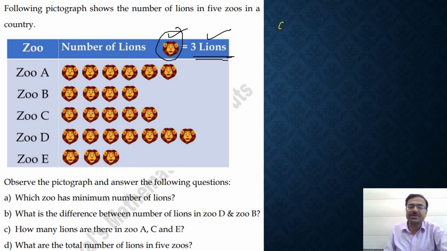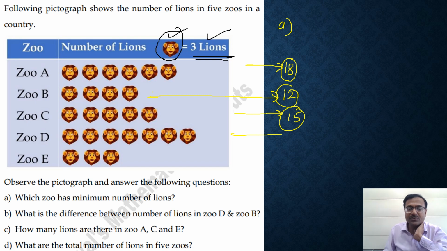Now let's see the first question. Which zoo has minimum number of lions? So if you see the first one, there are 6 faces drawn there, 6 lion faces drawn there, and 6 times 3 is 18. So 18 lions in zoo A. If you see the second one, 4 faces, 4 threes are 12, so 12 lions. If you see the third one, 5 faces, 5 threes are 15, so 15 lions. If you see the fourth one, 7 faces, 7 threes are 21, so 21 lions. And in the last one, there are 3 faces, so 3 threes are 9 lions. So these are the actual number of lions in the 5 zoos.